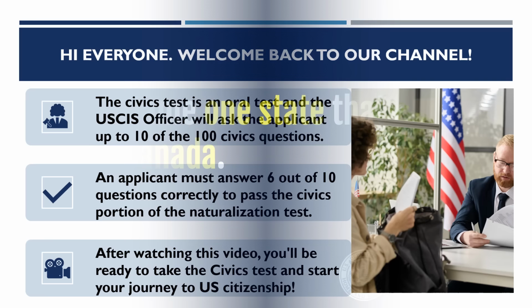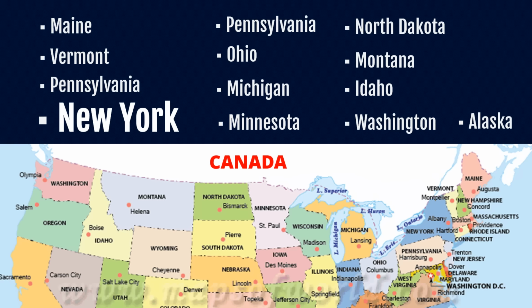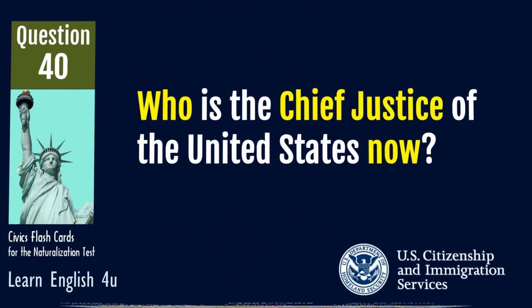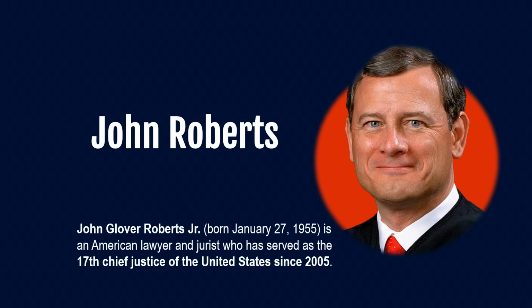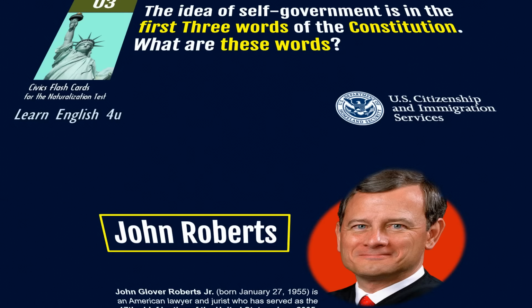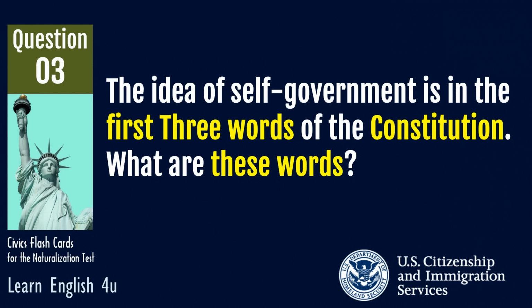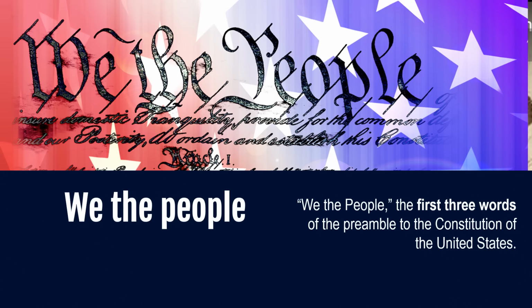Name one state that borders Canada. New York. Who is the Chief Justice of the United States now? John Roberts. The idea of self-government is in the first 3 words of the Constitution. What are these words? We the people.